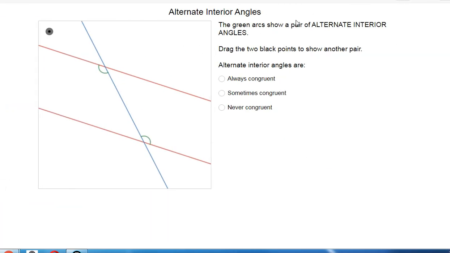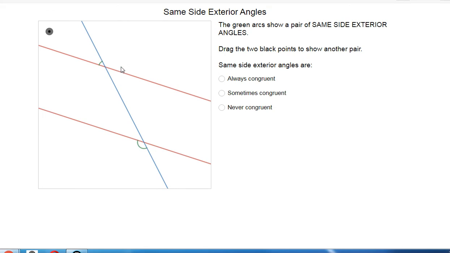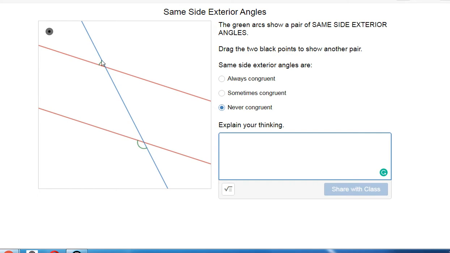Here we go. The green arc shows a pair of alternate interior angles. They're inside the red lines, that's where the interior part comes from, and alternate means they're on opposite sides of the line. To alternate means to go every other, so on the other side. Those are always going to be congruent. These are same side exterior. Those are never going to be congruent. They're going to add up to 180 degrees.